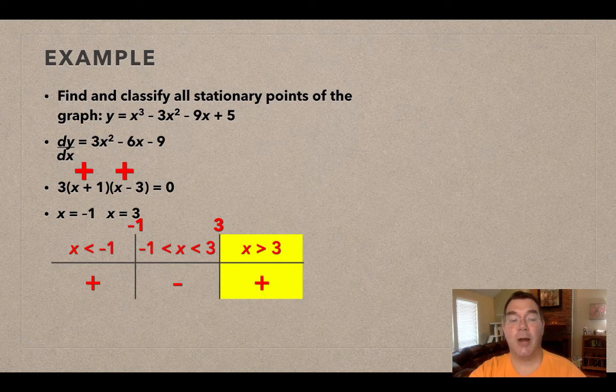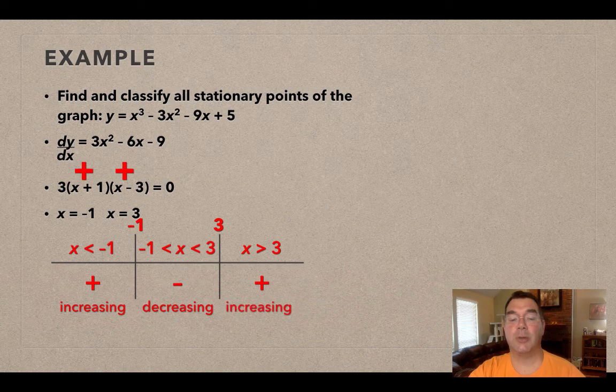Okay? So I know what the derivative is doing, and so what that means for the function is everywhere before x equals negative 1, the original function is going to be increasing. Everywhere between negative 1 and 3, the function is going to be decreasing, and then everywhere after x equals 3, the function is going to be increasing again.